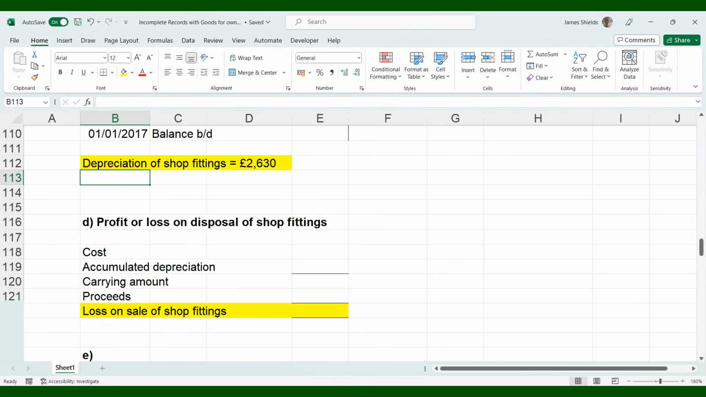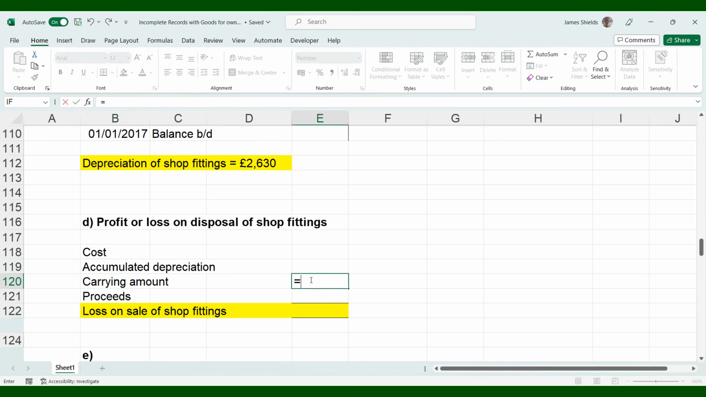Now, they do not tell us the cost of what was sold or the accumulated depreciation of what was sold, but they do tell us the carrying amount. So this is a little schedule I put together to do a loss or profit on disposal of shop fittings. It's got the cost, accumulated depreciation, carrying amount, proceeds, and either the profit or loss on sale of shop fittings. So the carrying amount I'm going to get from the question.